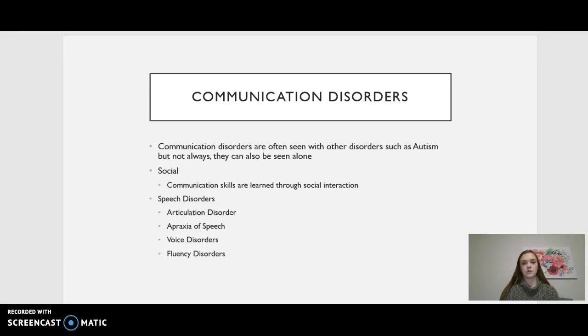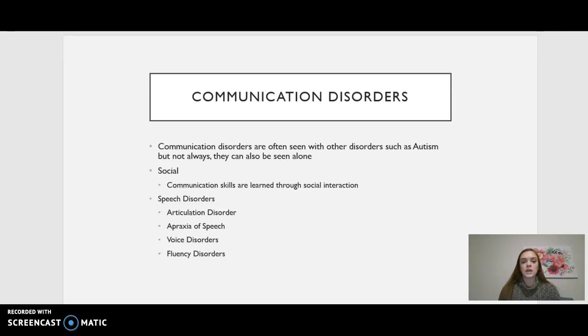The second exceptionality would be communication disorders. So within this, firstly, communication disorders are often seen with different disorders such as autism, but they can also be seen by themselves without any other disorders related. So the first characteristic, social.